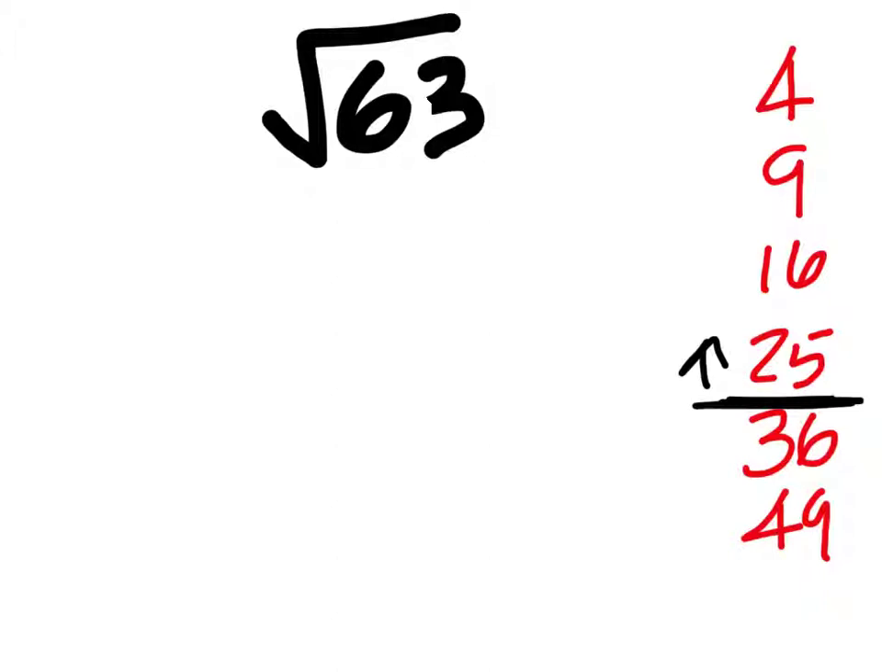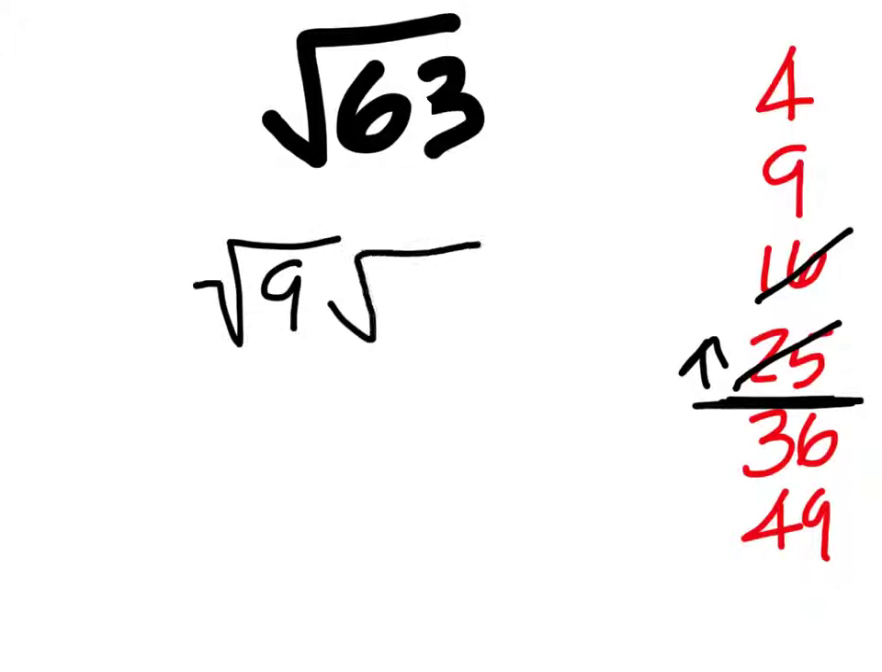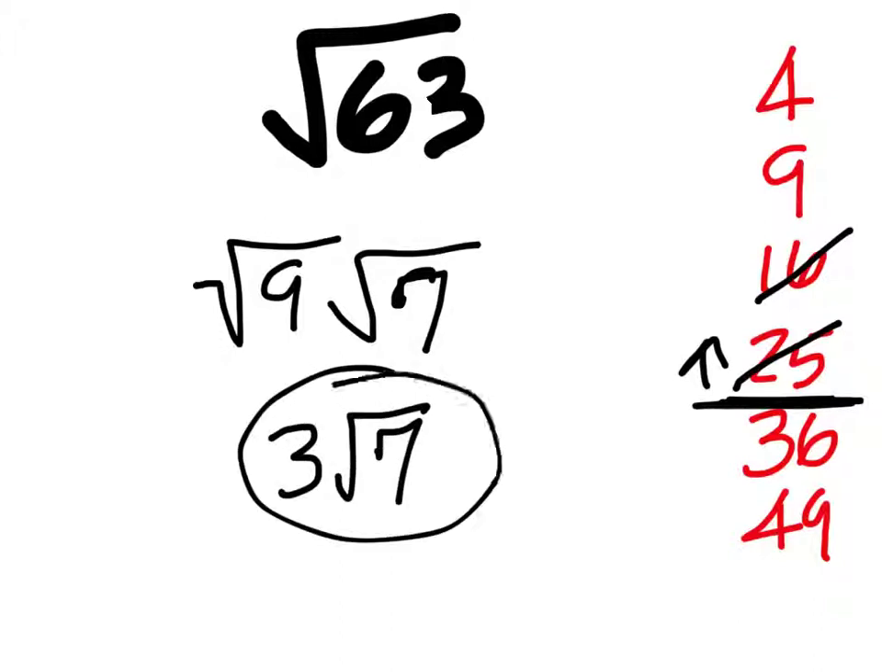Will 25 divide evenly into 63? No. Will 16 go into 63? No. What about 9? Yes. So it's 9 and 7. Square root of 9 is 3. So 3 square root of 7 is the answer.